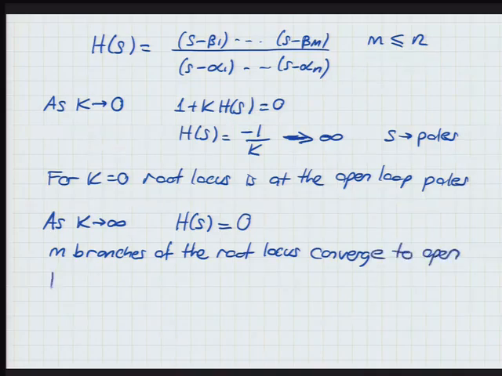Okay, so those are simple principles. That means at k equal to 0, I start at the open loop poles. As k goes to infinity, I converge to the open loop zeros, right? But what if m is less than n? What happens to the rest? We have n closed loop poles, right? Let's say you have 2 poles and no zeros. Then there's no zero to converge to. What happens?